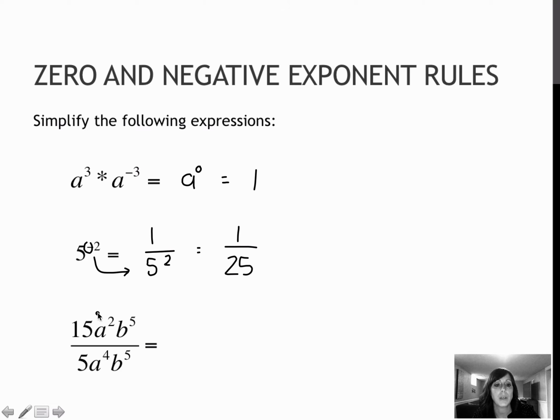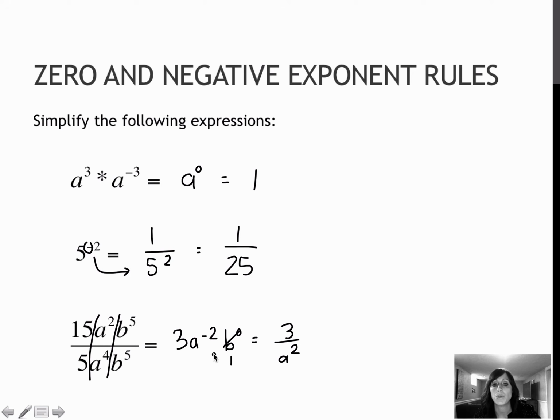And for my last one, 15 divided by 5 is 3. And then 2 minus 4 is negative 2. So I can write it as a to the negative 2. I'm going to show you two different ways on this one. And then 5 minus 5 is 0. And if I did it this way, I have 3. And then I have a to the negative 2, which says move that to the opposite position. And then b to the 0 is equal to 1. So some people prefer this middle step.